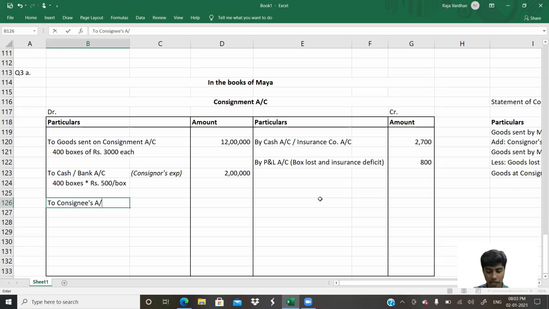They have not given the name of the consignee. If they would have given, I would have written it. So what is this? This is consignee's expense. Okay. So what expenses? Two expenses have been incurred. First one, non-recurring expense.